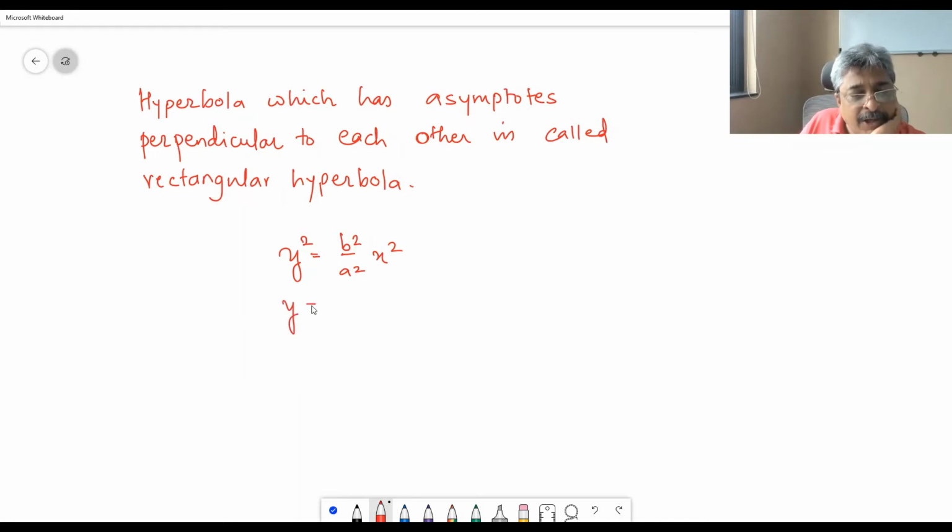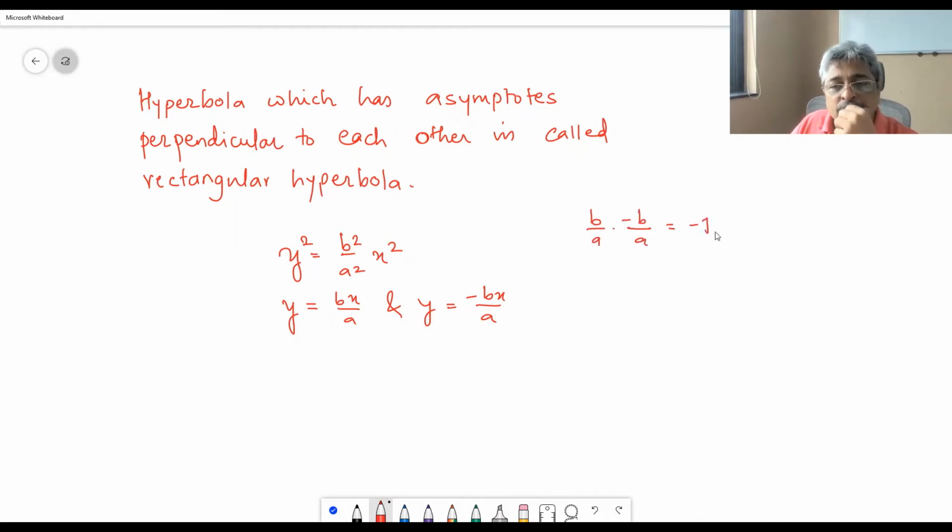y is equal to bx by a and y is equal to minus bx by a. But now they are supposed to be perpendicular to each other, and therefore the product of the slopes, b upon a into minus b upon a, should be equal to minus 1.